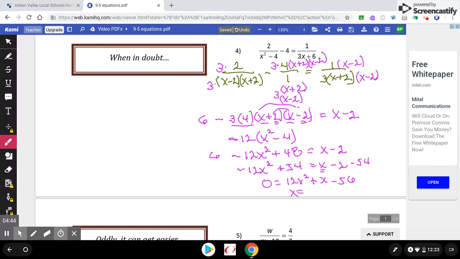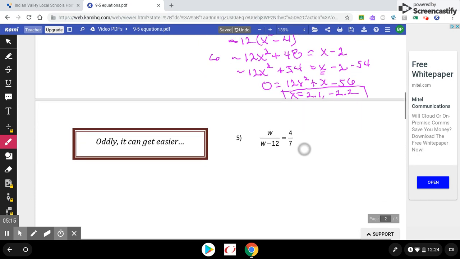And once you had entered A, B, and C, it would have told you the answers were 2.1 and -2.2. Let's go back to the original problem and check out the restrictions. So we could not have used 2, we could not have used -2. And even though those answers came close to that, they're still not restrictions. So these are our answers, 2.1 and -2.2.